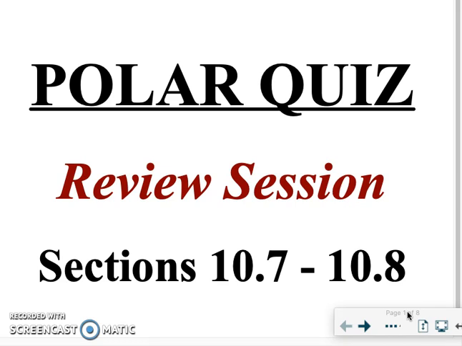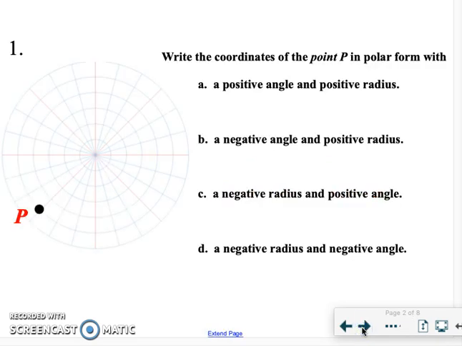So that was 10.7. 10.8, that's when we had the actual polar curves that we were sketching. The two types that we focused on were the rose curves and the limaçons. So that being said, let's go ahead and just jump right into it.